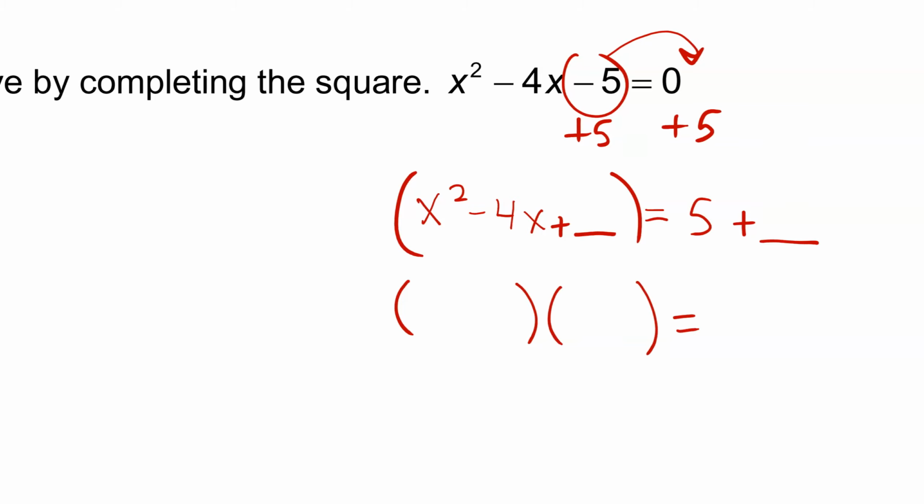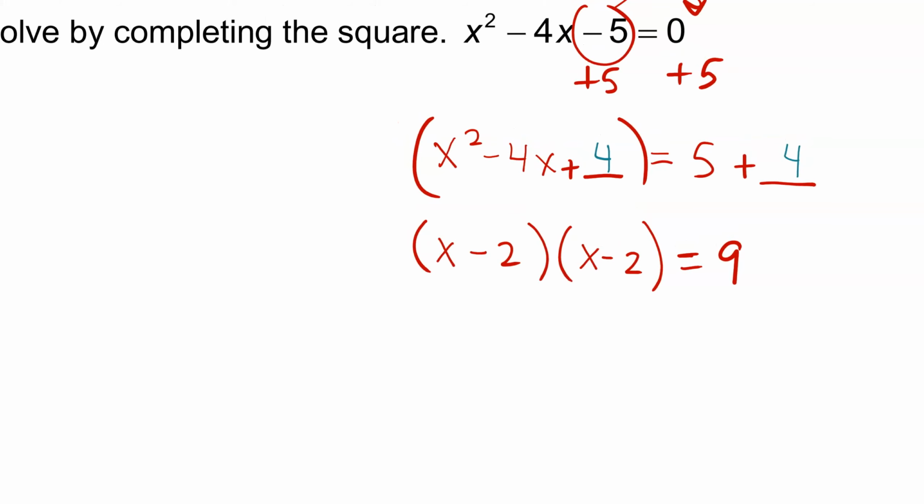Remember, a perfect square trinomial has two of the exact same factors. When you add it, it's half of b, and then you square it, and that's what you add. What is half of negative 4? Negative 2. And if you square negative 2, you get 4. So I'm going to add 4 on both sides. This way, on the left side, I can rewrite my trinomial as x minus 2 times x minus 2, and that's going to equal 9.